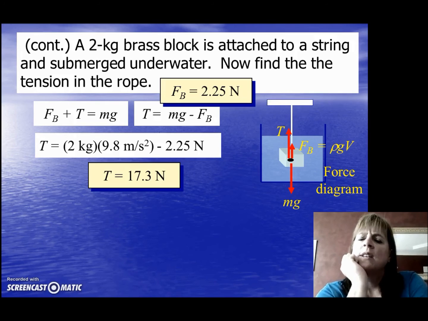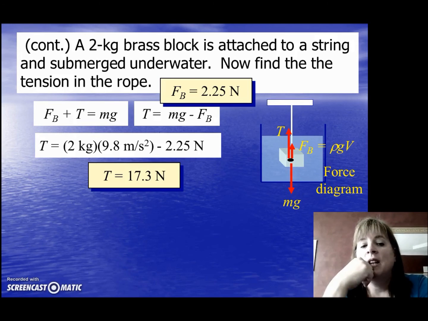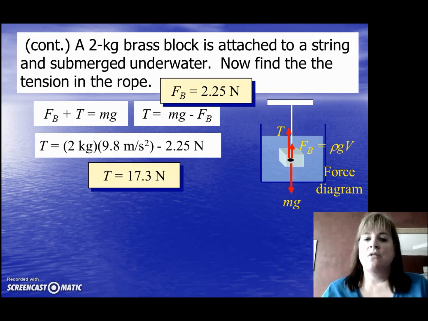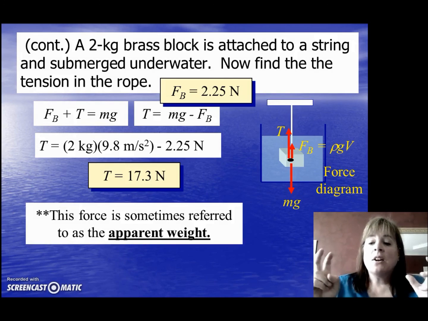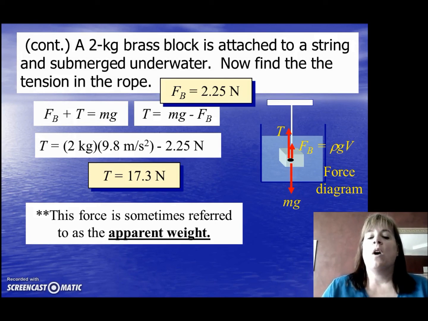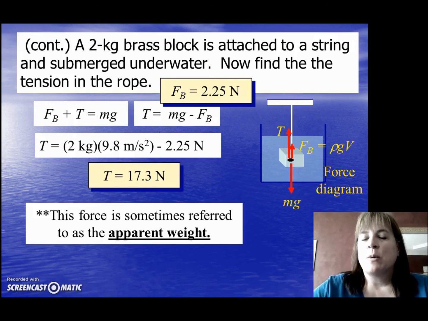If this object wasn't submerged in water, what would the tension force be? Well, it would be the weight of the block, right? 2 times 9.8. So our new tension force is less, right? Because we have this buoyant force pushing up, and this has a name. It's actually called the apparent weight. It's apparently how much it weighs when it's in water, right? You apparently weigh less when you're in water in a swimming pool. And so we call that apparent weight.